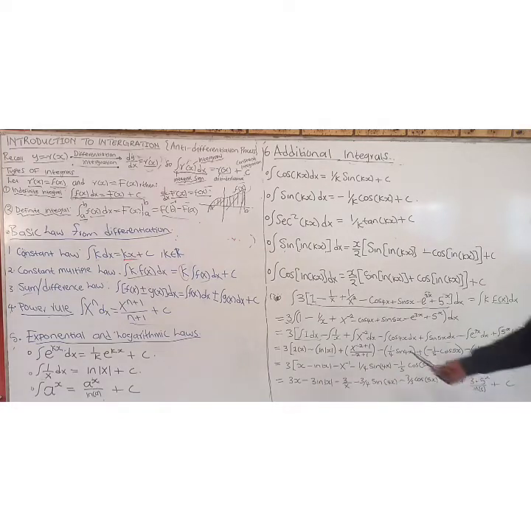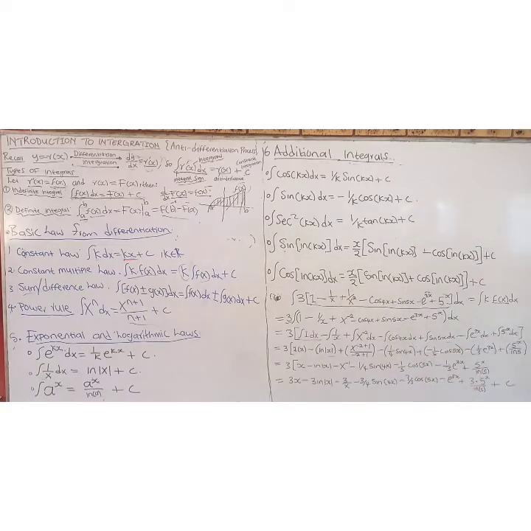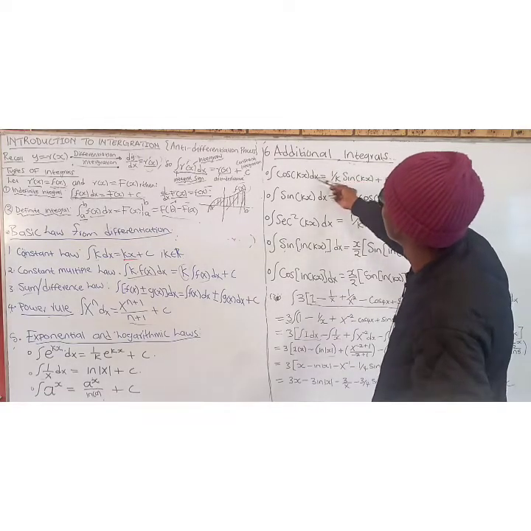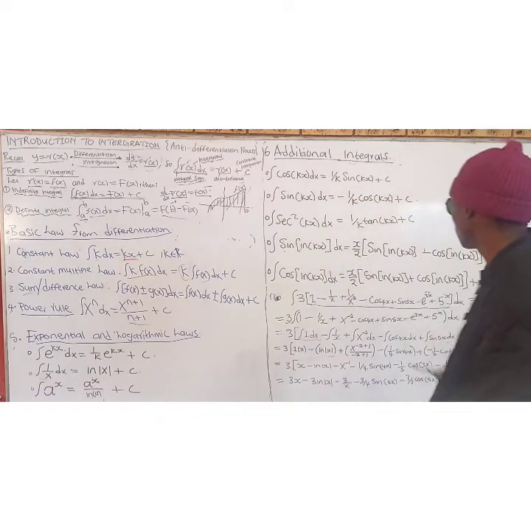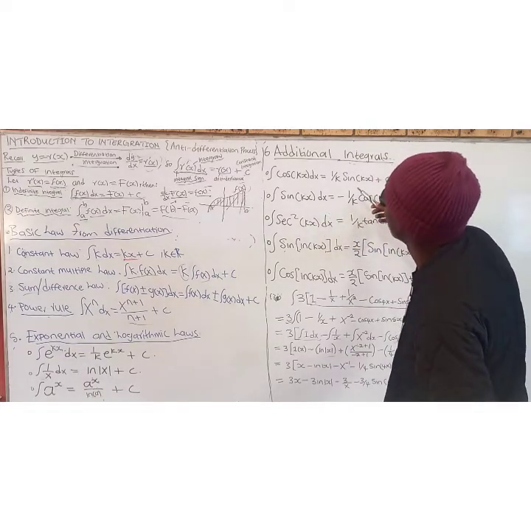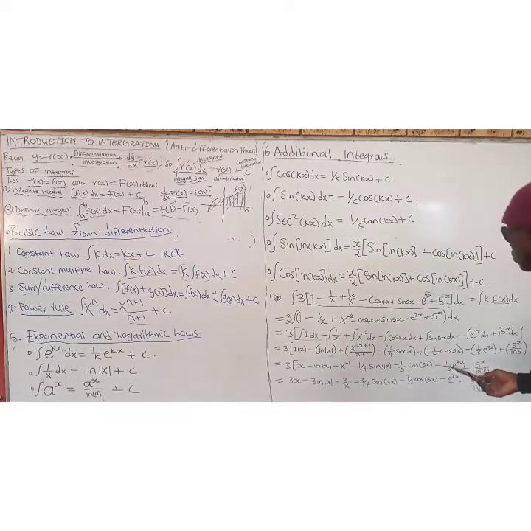For the integration of cos 4x: when we integrate cos of kx, we get 1 over k sine of kx. That's why I wrote 1 over 4 sine of 4x. The integration of sine of kx is negative 1 over k cos of kx, which is why here you have negative 1 over 5 cos of 5x.